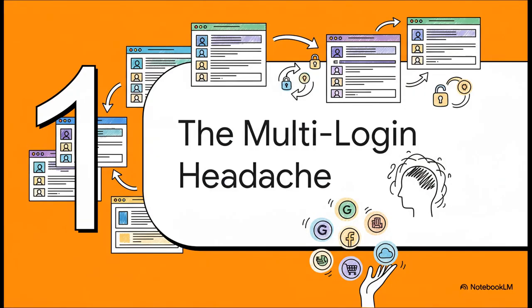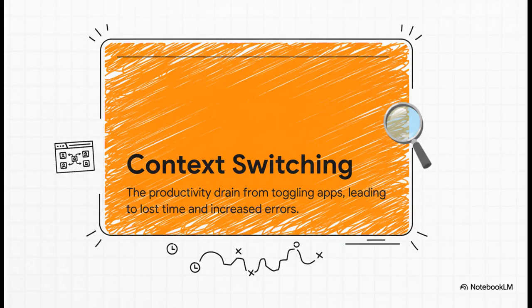Okay, before we jump into the solutions, let's really put a name to the problem we're all fighting here. Because understanding this multi-login headache is absolutely the first step to finally curing it. So at the very heart of this problem is something called context switching. See, every single time you log out and log back in, your brain has to completely refocus. Some people do this over 1,000 times a day. That just burns through precious hours, and you guessed it, really increases the chances of making a mistake.